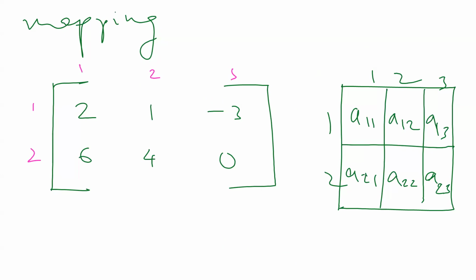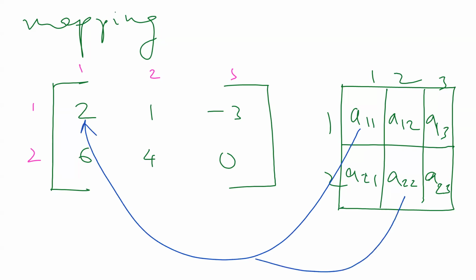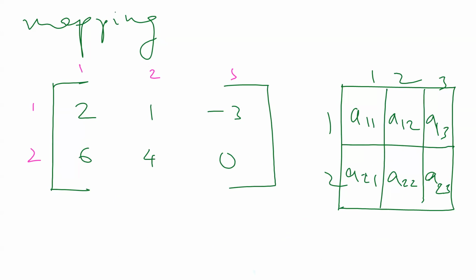Understood? Yes, sir. Okay. One more example. By the way, small a11 is 2, small a22 is 4, a13 is -3. It will be the corresponding element.